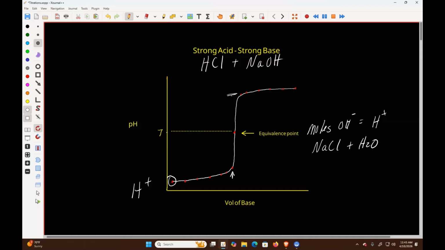Now, as I continue to add OH- drop by drop, the OH- is now taking effect, and the pH is going to start rising quickly until we reach the final concentration of the OH-. So it becomes very basic. So always look for a strong acid, strong base titration to have an equivalence point around 7.